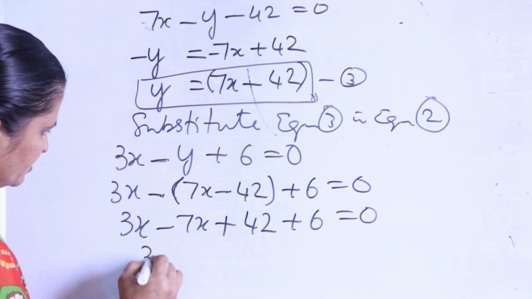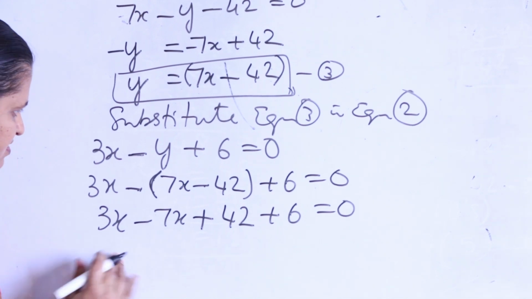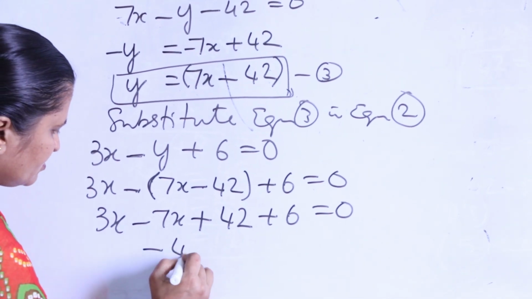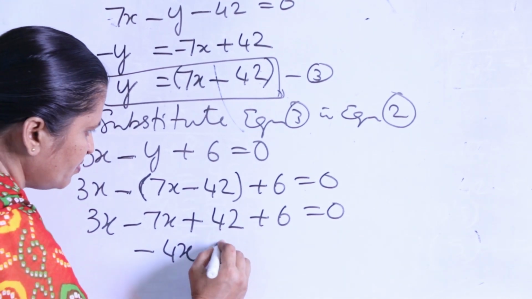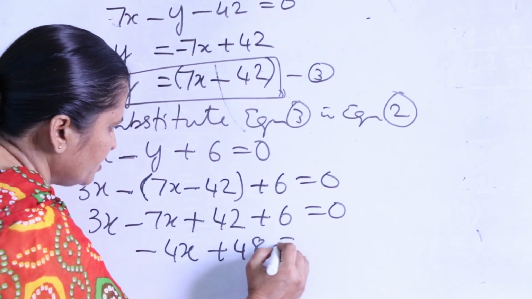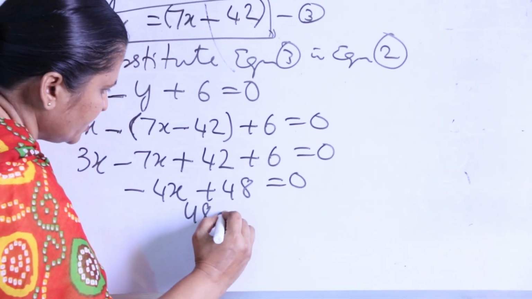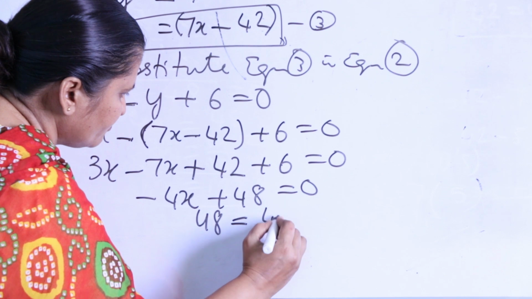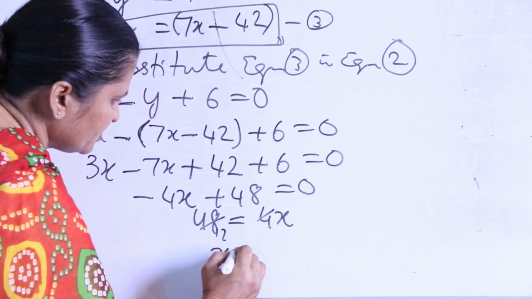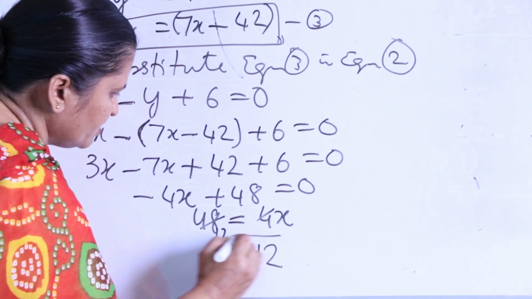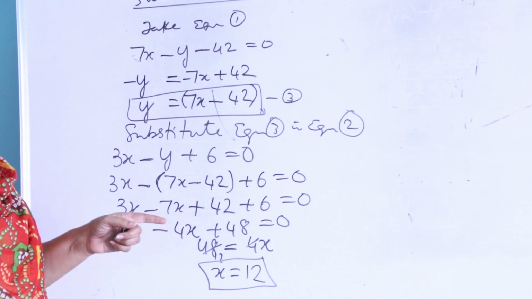Now here, 3x minus 7x is minus 4x, 42 plus 6 is 48, equals 0. I am going to transpose this. 48 is equal to 4x. X is equal to 12. Do you remember? We got the same answer using elimination method also.